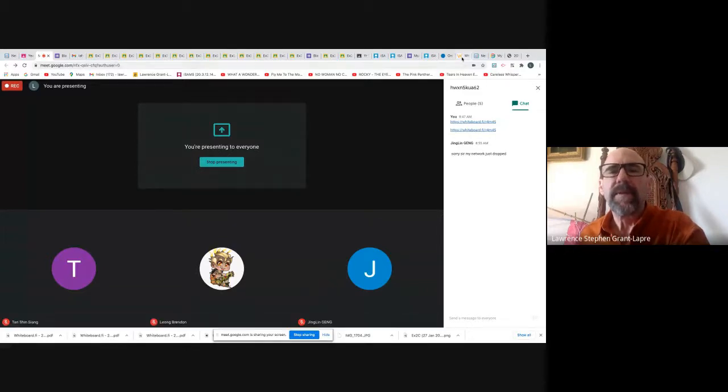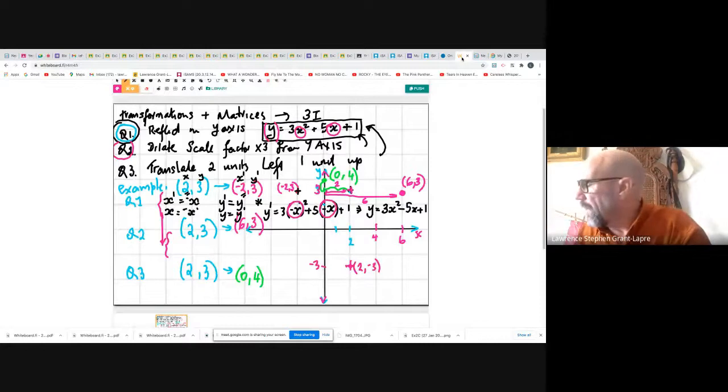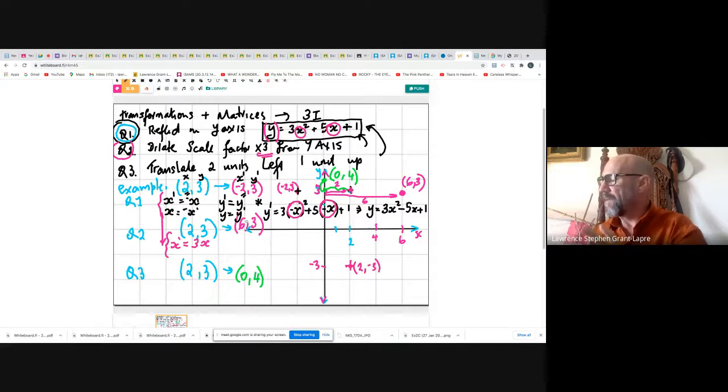All right. When you dilate away 3 from the Y-axis, the X value simply becomes 3 times the original X value. So 2 became 6. And the Y value didn't change. So the image of the Y is the same as the original Y. Therefore, getting X on its own, X is the image of X divided by 3, and Y doesn't change.